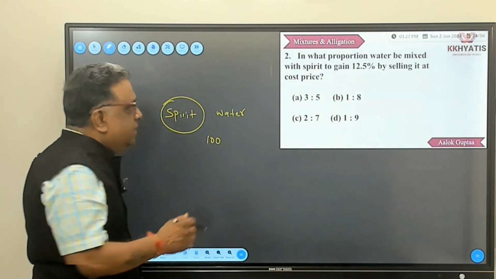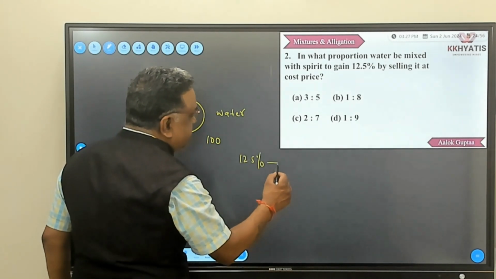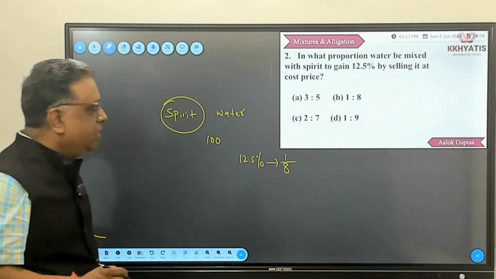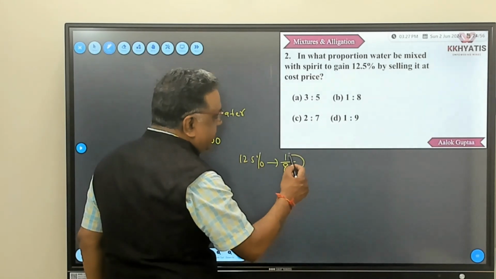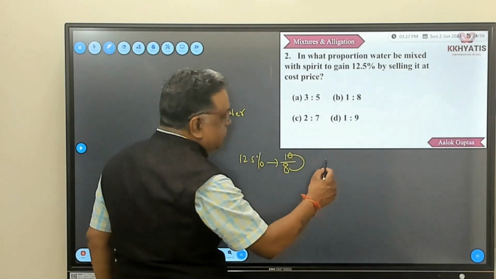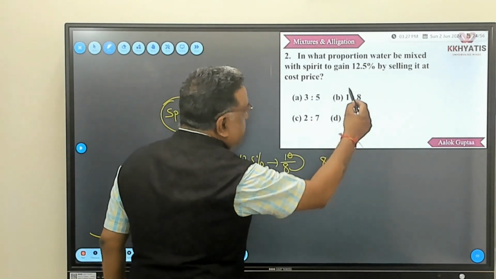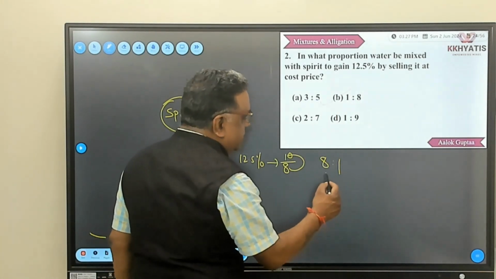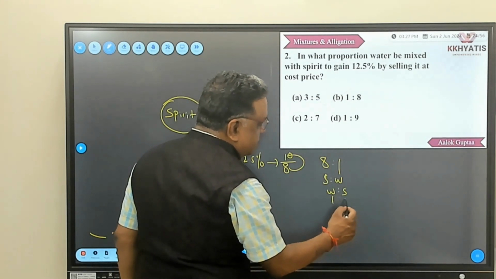So this 12.5%, which in terms of fraction is 1/8, is purely due to addition of water, which means in spirit of 8, I am adding 1 water. So I am adding in the ratio 8:1 or 1:8. Water is being added to spirit. So this is spirit to water. I am being asked water to spirit, so it is 1:8.